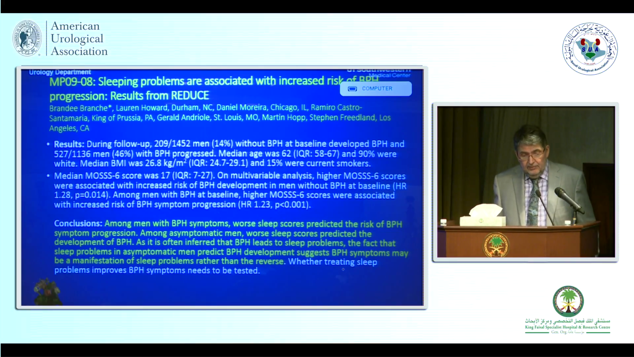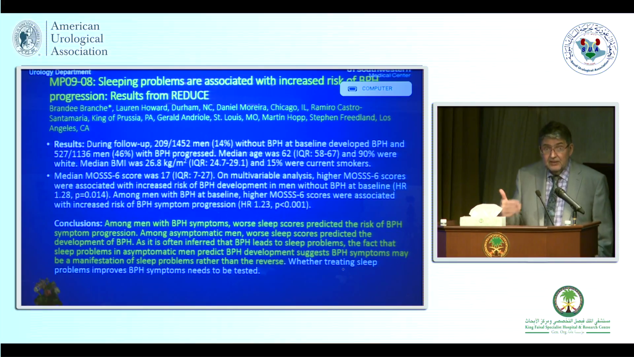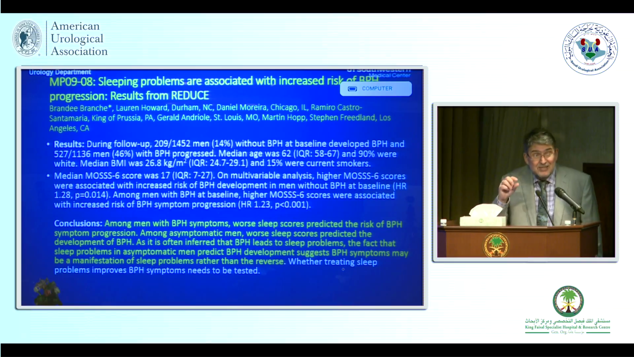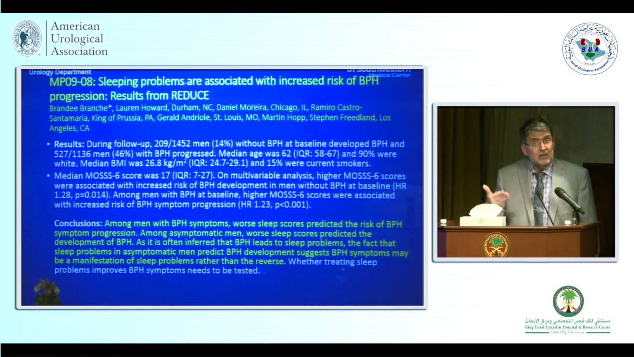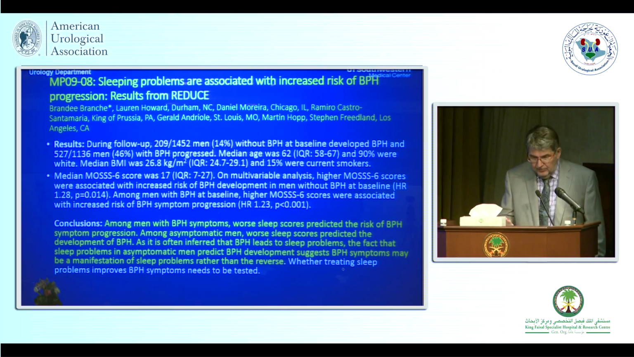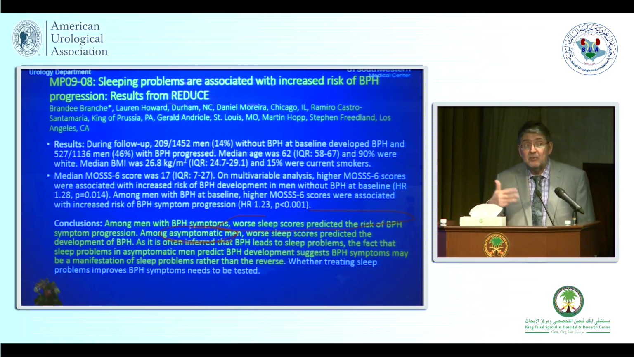In the same REDUCE trial, with Friedland and his colleagues, we asked a different question, namely, are sleep problems on this MOS questionnaire associated with an increased risk of developing BPH or LUTS, defined by an overall symptom score of greater than 8 points, more than minimal symptoms. And indeed, that's the case. Worse sleep score predicted the risk of progression in asymptomatic men. Again, keep in mind, that's a prostate cancer prevention trial. People didn't have symptoms beforehand. Worse sleep score by the MOS score predicted the development of BPH.